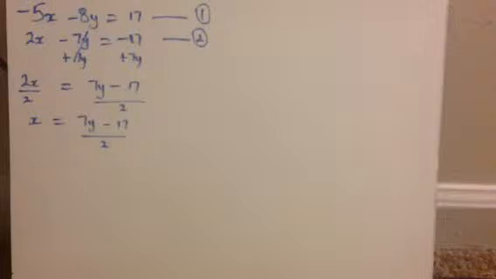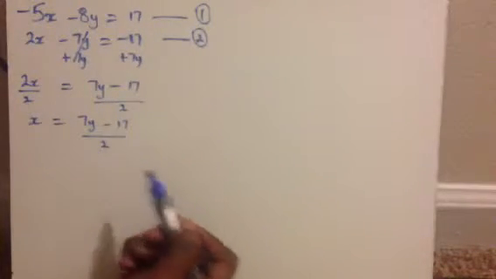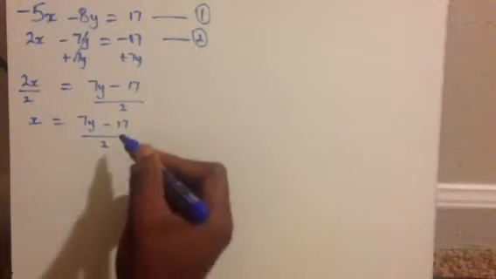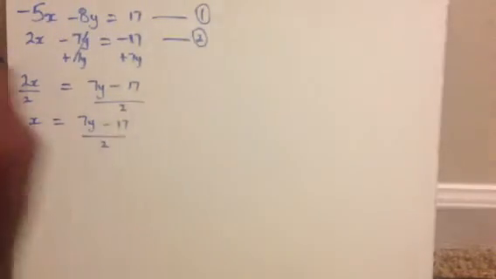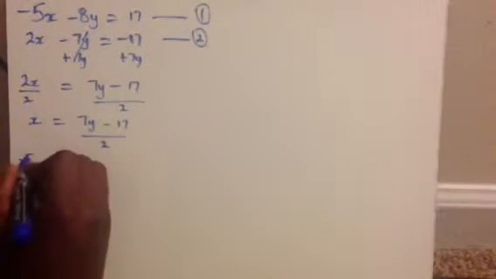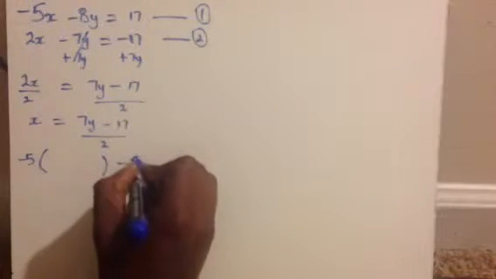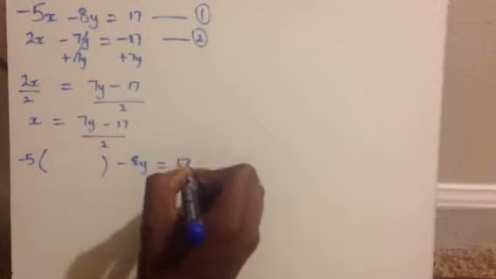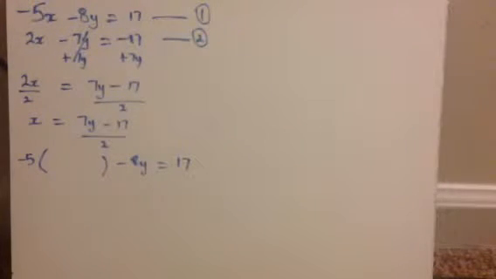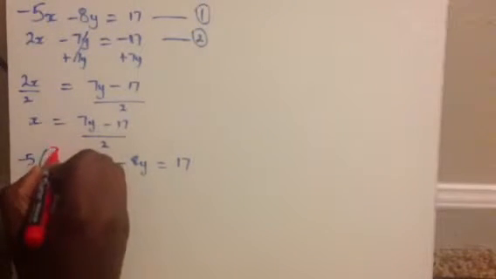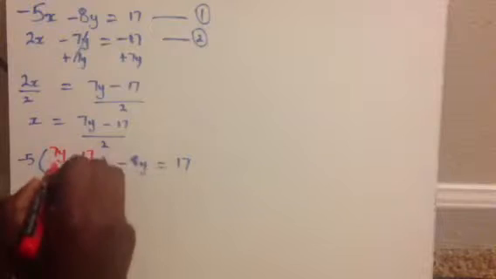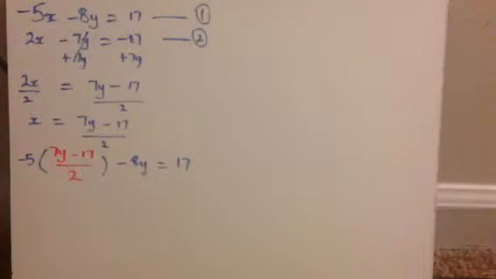So now the second step, we substitute this value into the other equation. In this case, we're going to substitute this into equation 1. So we have minus 5 times the parenthesis minus 8y equals 17. Now inside the parenthesis, we are going to put in the value for x, which is 7y minus 17 over 2. So now at this stage we have one variable, so we just need to solve for y.